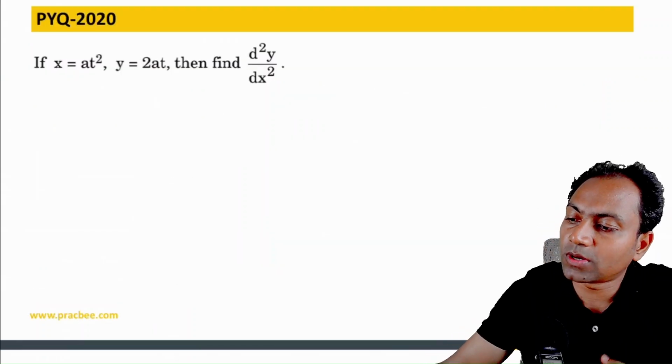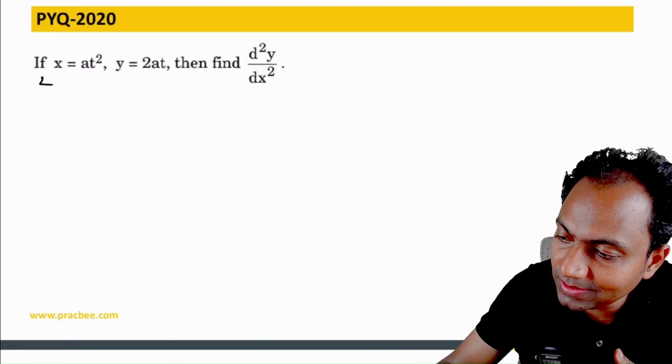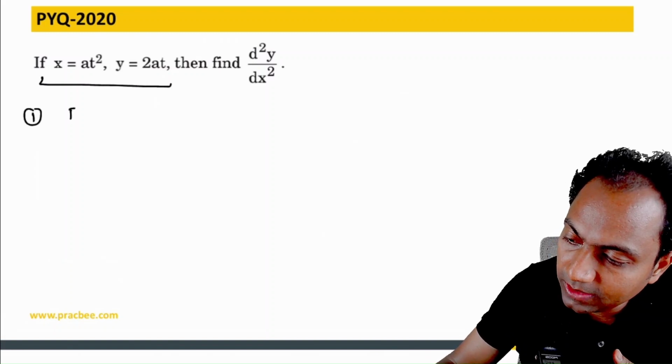This question can be solved in a much simpler way. Now, if I eliminate the t in the first place, so what I'm doing is I'm eliminating t.